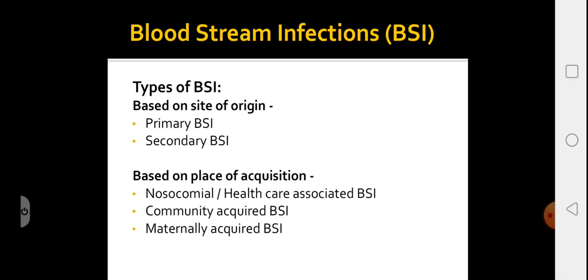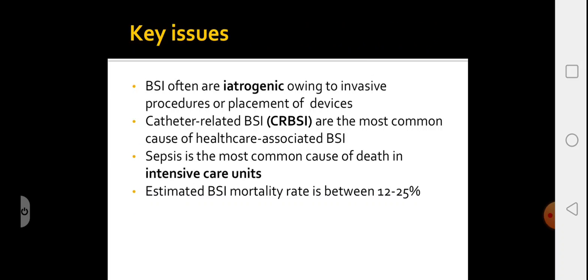Based on the place of acquisition, they are nosocomial or healthcare associated bloodstream infections, community acquired bloodstream infections, and maternally acquired bloodstream infections, that is transplacentally transmitted from mother to fetus, like TORCH group of organisms.